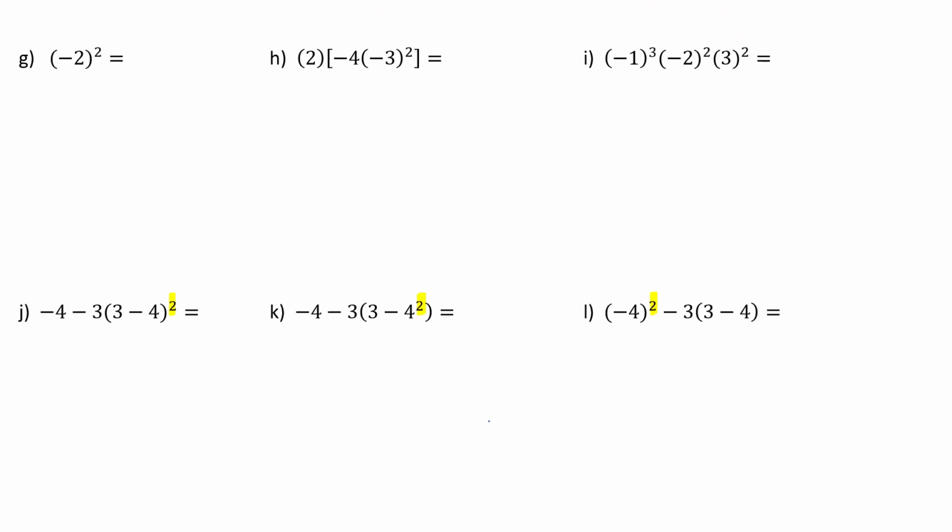Next up, G. Here we have an exponent on there. So we have minus 2 squared, meaning minus 2 times minus 2. Here we have 2 negatives, so it's going to be a positive answer. Minus 2 times minus 2 is 4.